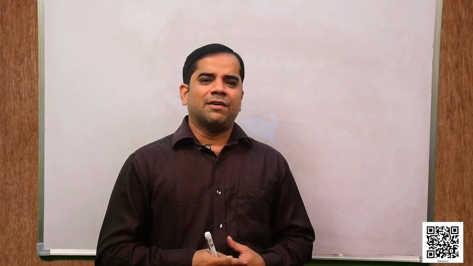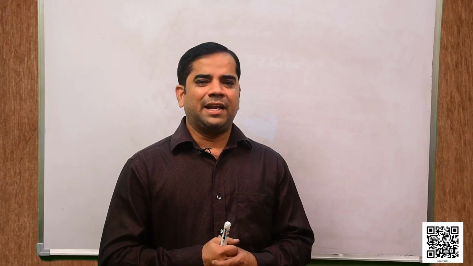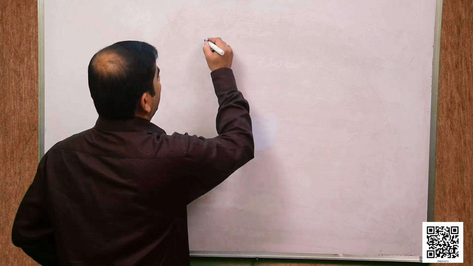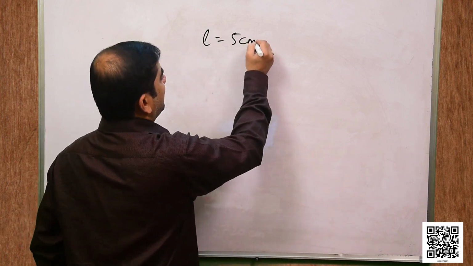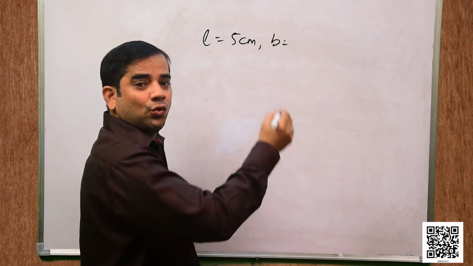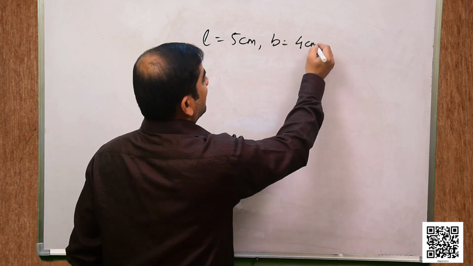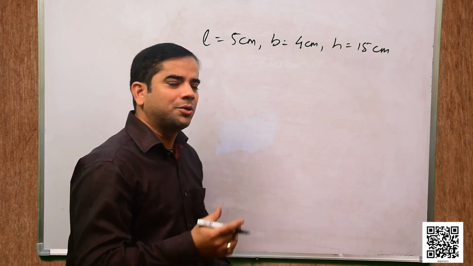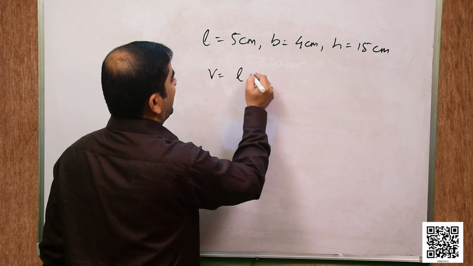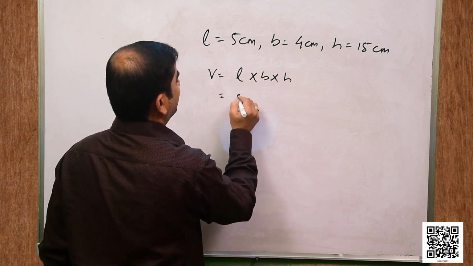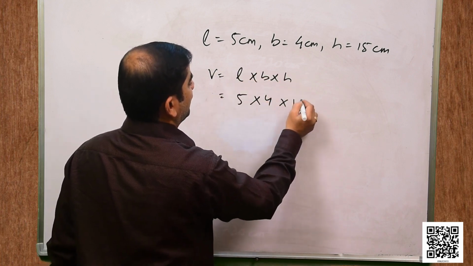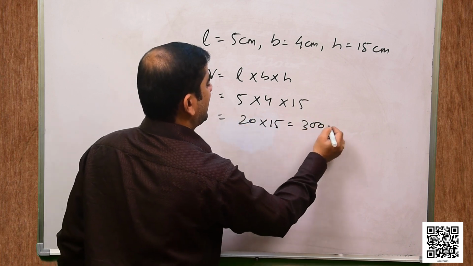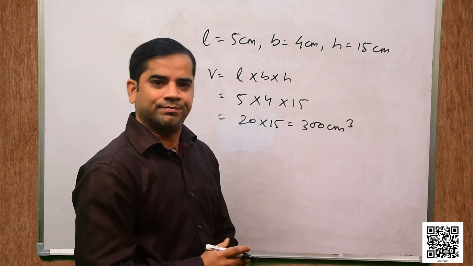Students, for the first part, the length, breadth and height of tin can is given, that is length is equal to 5 centimeter, breadth is equal to 4 centimeter and height is equal to 15 centimeter. So what should be the volume? Volume is equal to L into B into H, that is 5 into 4 into 15, 20 into 15, that is 300 centimeter cube.